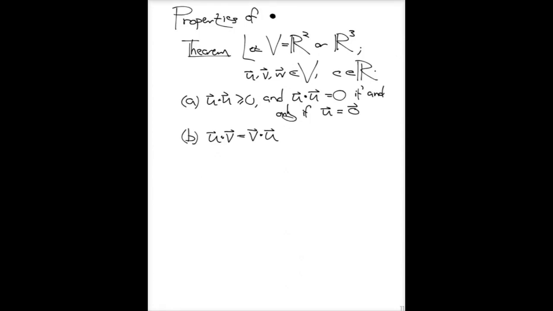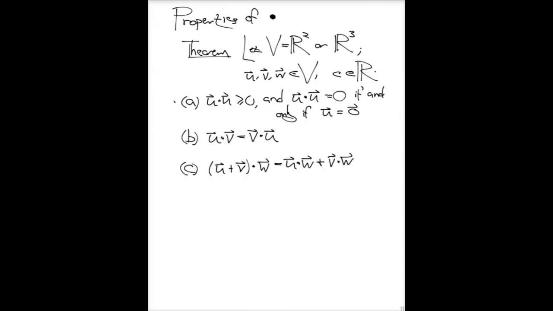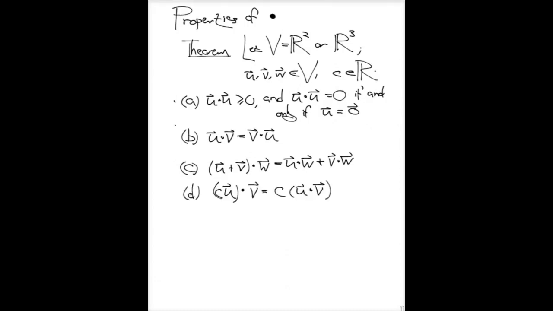The second property, that u dot v is equal to v dot u, that is, we say that the standard inner product is commutative. The third, that the dot product distributes over vector addition, so (u plus v) dot w is u dot w plus v dot w. And the fourth and final property, that if we take the vector u and scalar multiply it by c, and then take the dot product with v, well, that's the same as first taking the dot product of u with v, and then scalar multiplying that result by c.